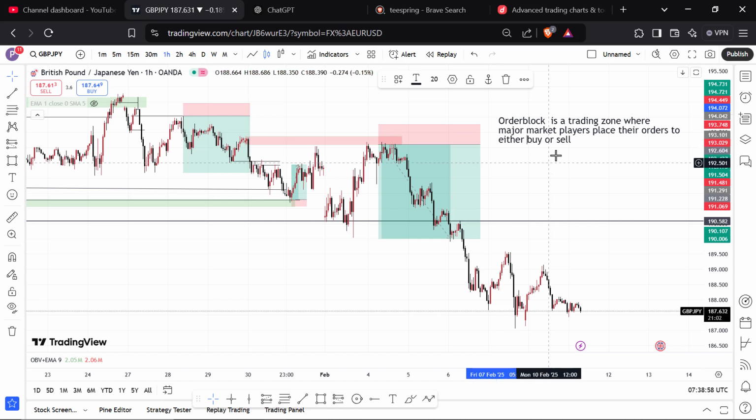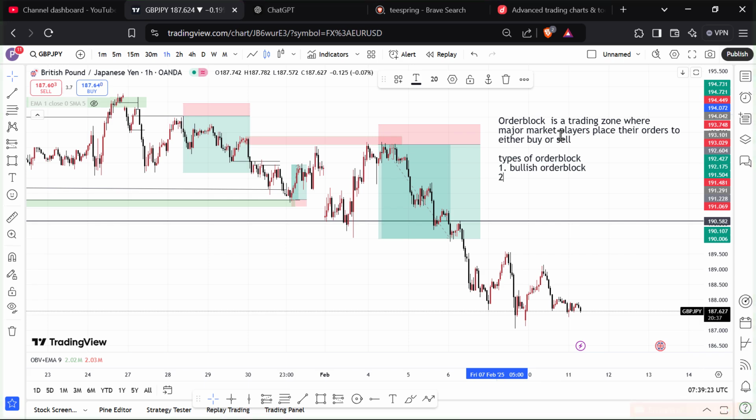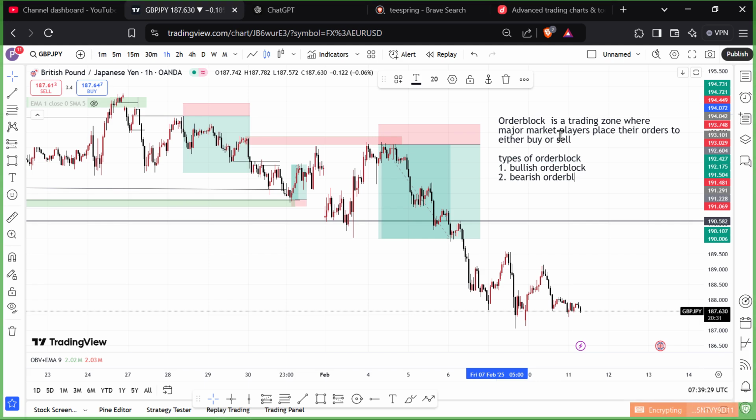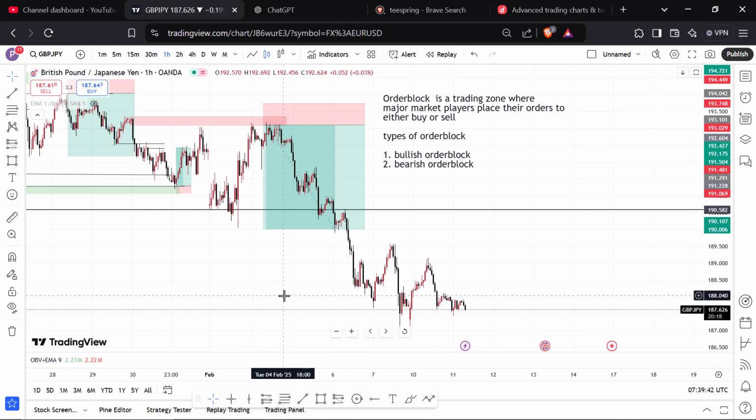Now, there are types of order blocks. We have majorly two types of order blocks. Number one, we have the bullish order block. Number two, we have the bearish order block. These are the two types of order block we have in the market. I want to write out all these things so that when I start teaching, you understand.